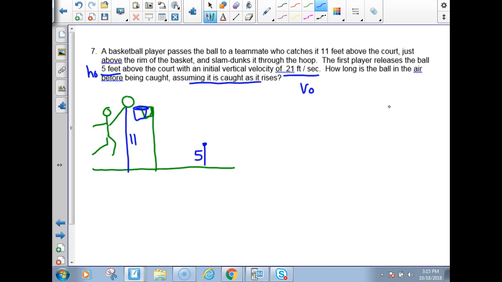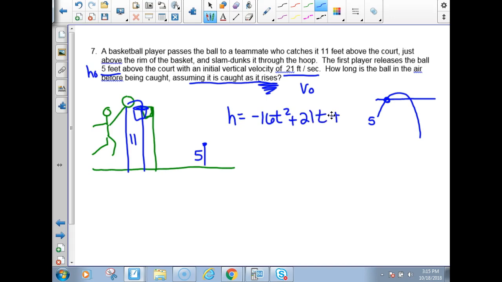So think about this. When the guy threw the ball, it was at 5 feet. And it might have gone higher than that if he hadn't caught it. So it says he caught it as it rises, which means we'll want this value because then he did what? He slam dunked it. All right, so here we go. The height of the ball was negative 16 t squared plus initial velocity 21t plus the initial height 5. Okay, now he caught it when it was at 11 feet. All right, so we're going to put this in our calculator just like that.